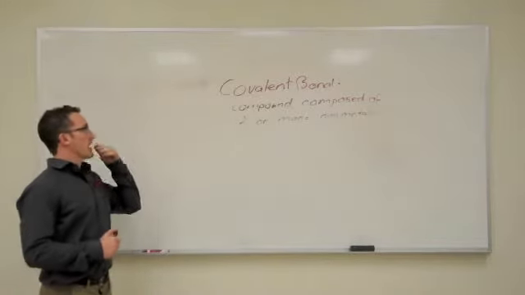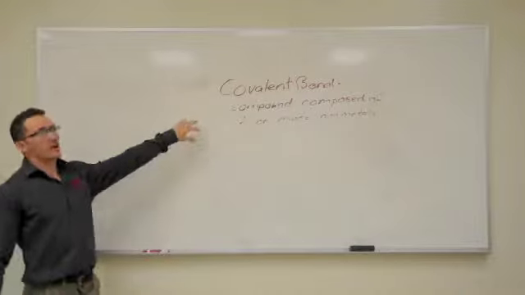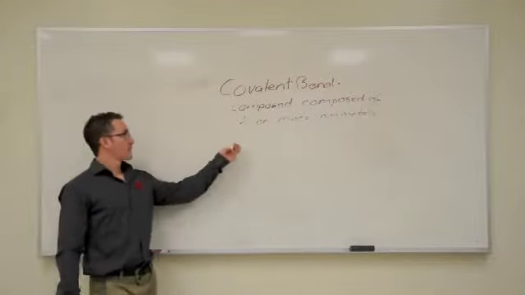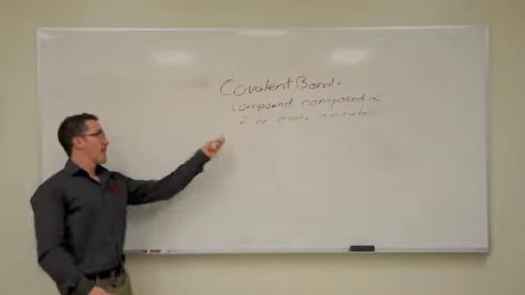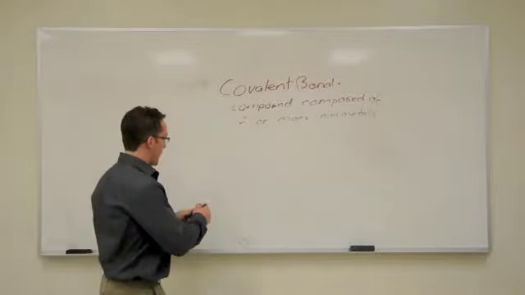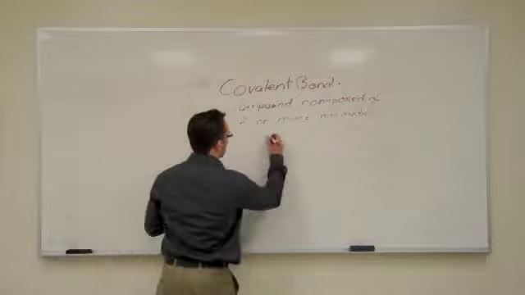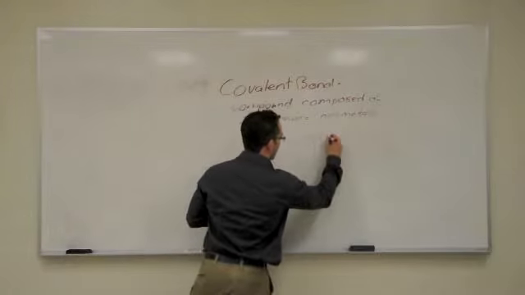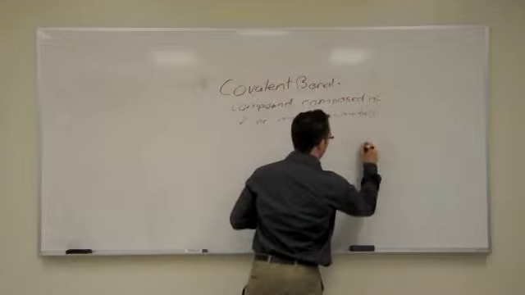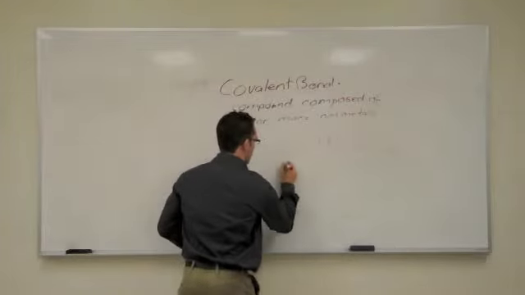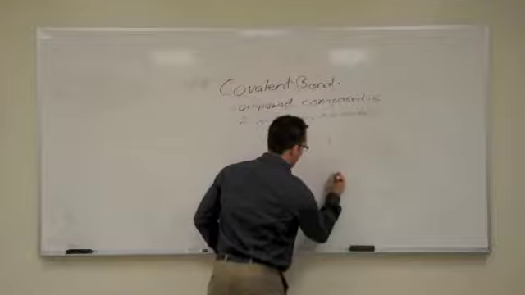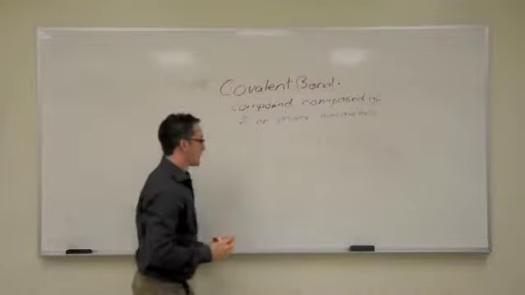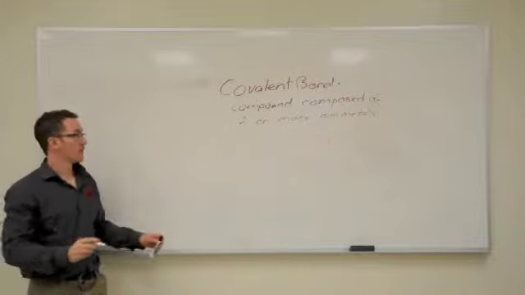Okay. So let's look at, in our ionic bonds, we had the complete transfer of an electron. In a covalent bond, what's different is we don't have complete transfer. We have sharing of electrons. I'll do this in red because it's important. Sharing of electrons in our covalent bonds.